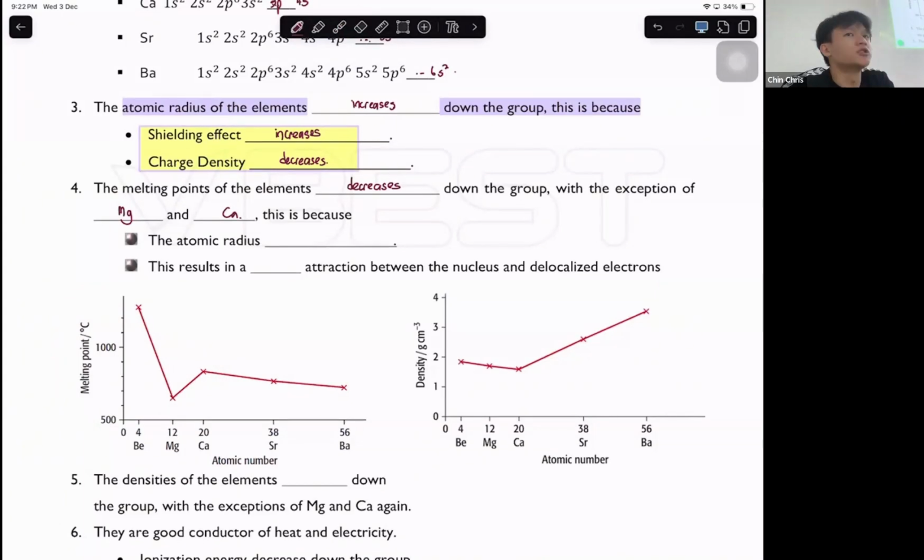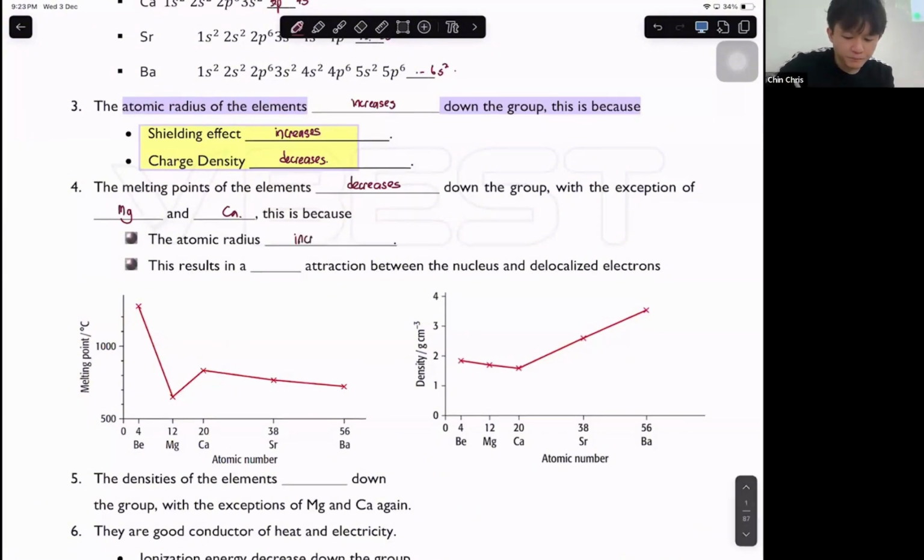Number of electrons, almost. So guys, again, when you see the word melting point, you must relate to bonding. What type of bonding is it? Metallic bonding, right? So you hit it right on. So for metallic bonding, you have to talk about the strength of metallic bonding. As you go down, the delocalized electron is further and further away from the nucleus. Attraction between the positively charged ion and the delocalized electron is weaker. Get me? So atomic radius increases and you have a weaker attraction.